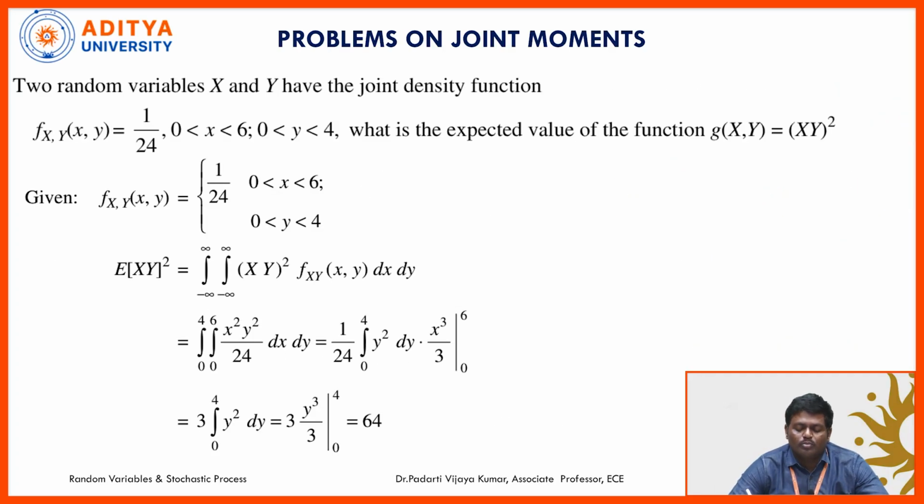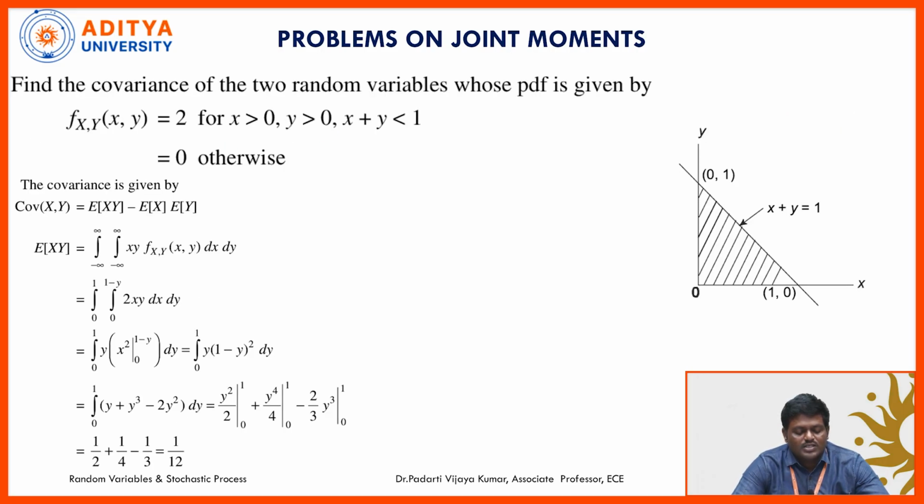Let us see a few problems related to the joint moments. They are asking us to calculate the expectation of g of xy, given as (xy) whole square. So, we need to substitute this function, (xy) whole square, times fxy of xy, dx dy. The limits of x are defined over 0 to 6, and the limits of y are defined over 0 to 4. Solving this integration, what will we get?